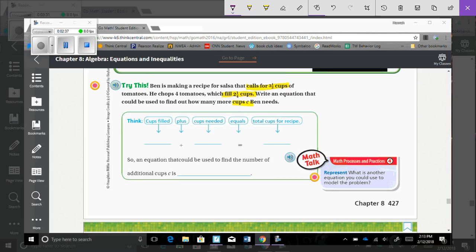So the cups that are already filled is 2 1/4, plus what he needs, which is C, because we don't know how much left he needs, equals 3 1/2. So an equation that could be used to find the number of additional cups, C, is 2 1/4 plus C, which would equal the 3 1/2. Again, that's all we need to do. It just wants the equation. We do not need to solve it.